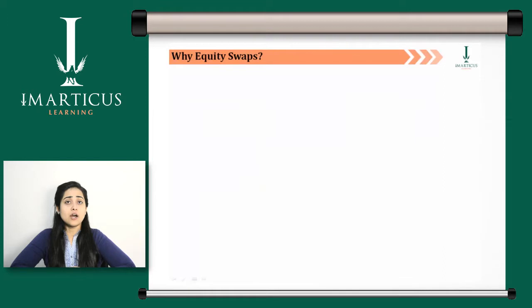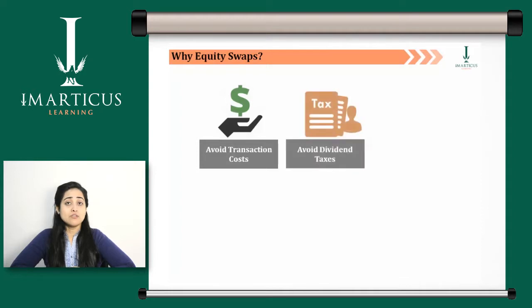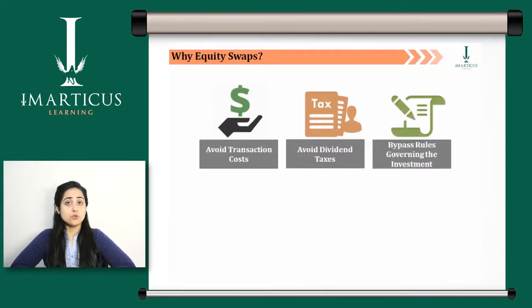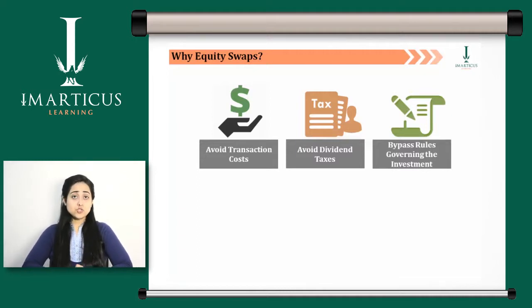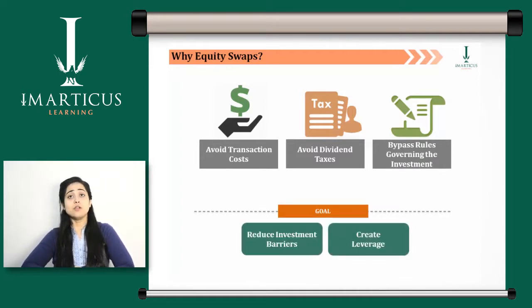Typically, equity swaps are entered into to avoid transaction cost including tax, to avoid local based dividend taxes and limitations on leverage, notably the US margin regime, or to get around rules governing the particular type of investment that an institution can hold. Equity swaps, if effectively used, can reduce investment barriers and can help an investor create leverage similar to those seen in other derivative products.